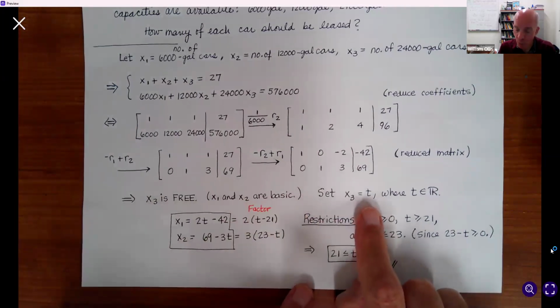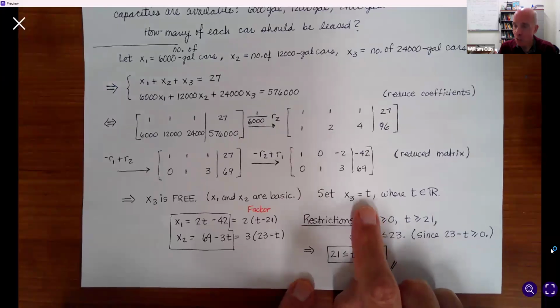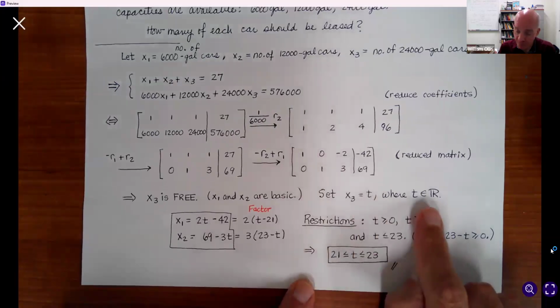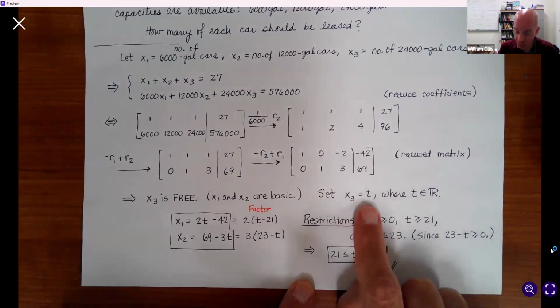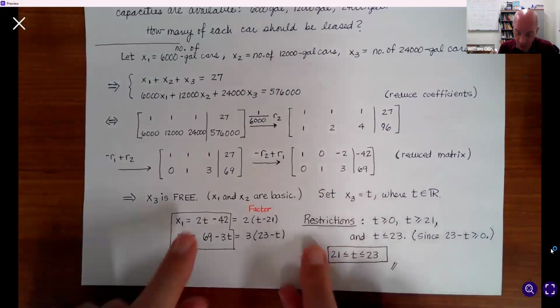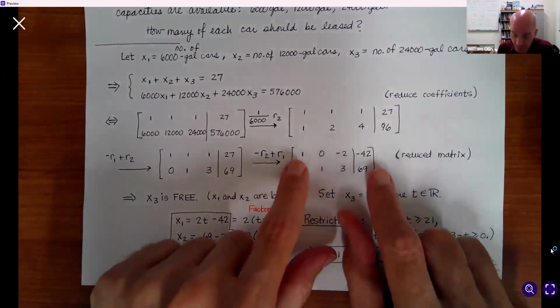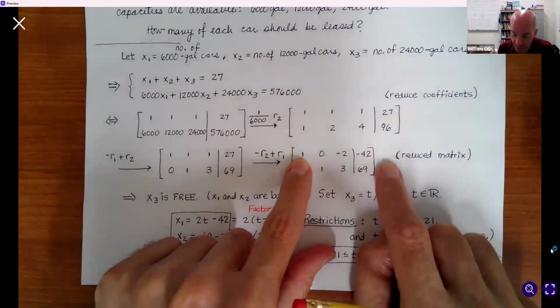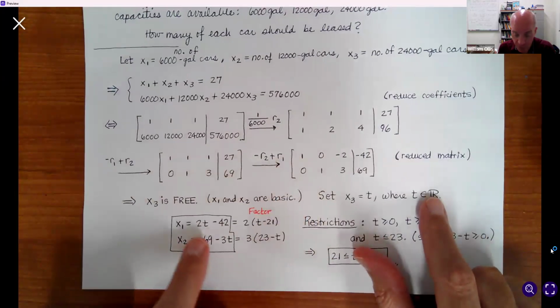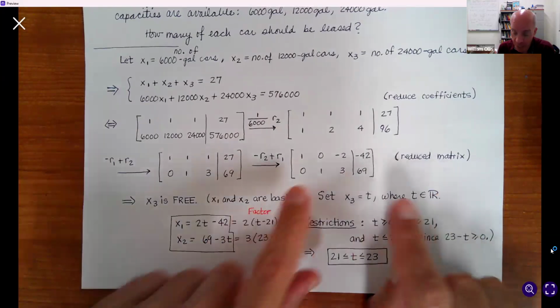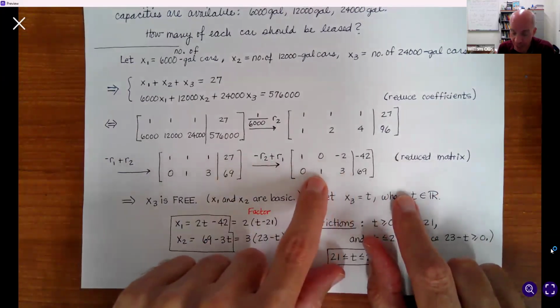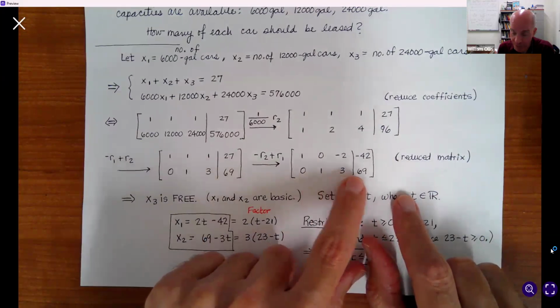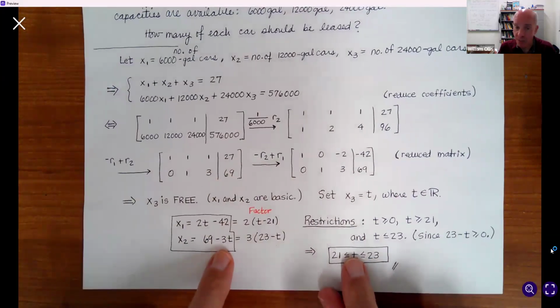So now, of course, we'll use our favorite letter t to represent the variable, t a real number, so x3 is set equal to t. And so now we can solve. Notice here, if we transpose the -2, x1 will be 2t minus 42. And if we transpose the 3, x2, in this case, will be 69 minus 3t.